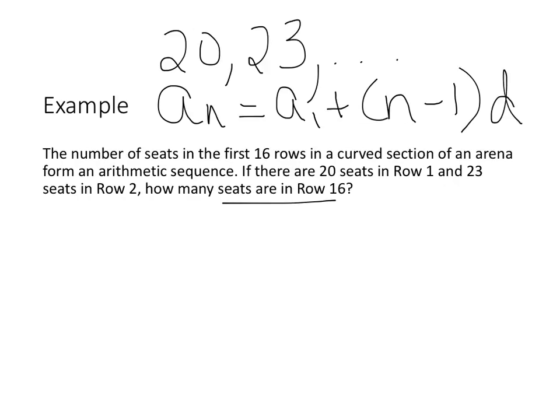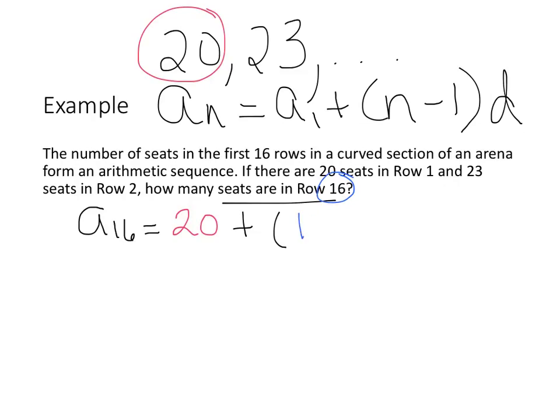And we're going to be substituting our information in. So first of all, we're looking for how many seats are in row 16. We begin with A1, which is our first number in our sequence, which is 20. Then we're going to add to that. What row are we looking for? Well, we're looking for row 16, and that is our N.